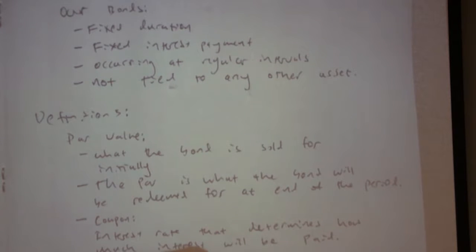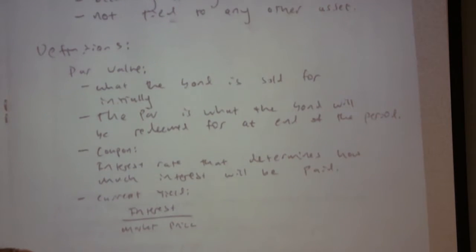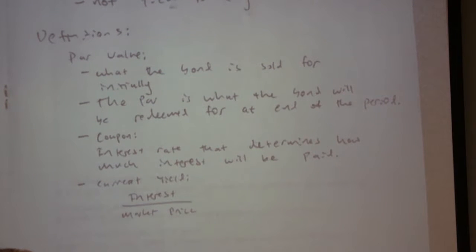Current yield, this is a term that you'll see tossed around, but it's not really that useful. So current yield just says the interest divided by the market price. What is the market price? Whatever it's being bought and sold for on the open market. These bonds are typically traded amongst investors, and they don't always trade at 1,000.